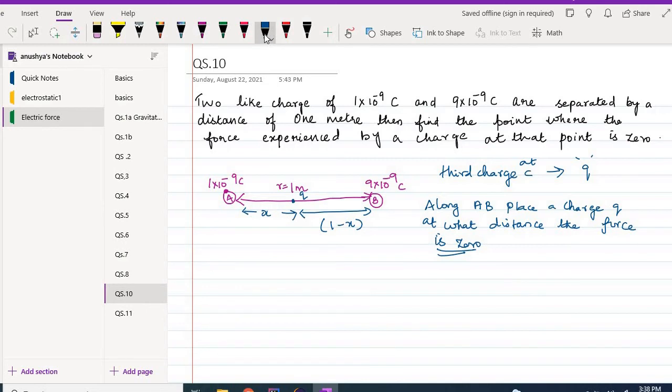Now, this is a positive charge. The force experienced by this positive charge due to A will be along this direction. Let this charge be placed at O. So F_OA will be along this direction. Similarly, B is also a positive charge, so Q also experiences a repulsive force in the opposite direction, F_OB.